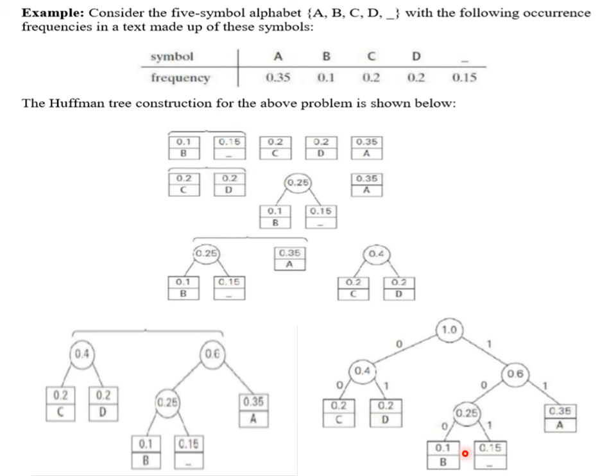So these are the first two with the longer bit codes. Now next, C and D. What do we see? 0 0 is C and 0 1 is D. There are two bits used, whereas here three bits are used. And next, 0.35 also uses two bits.